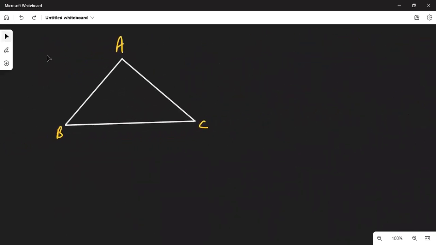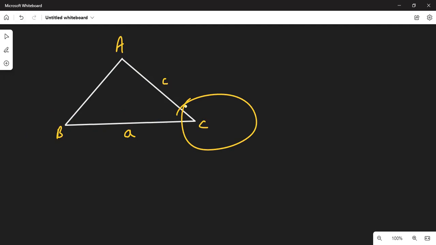For that, look at this triangle ABC. The side opposite to angle A is BC, as we can see clearly in the picture, and we represent the length of this side by small a. And this is angle B. If you take away B from ABC, you are left with AC, so the side opposite to angle B is this one.